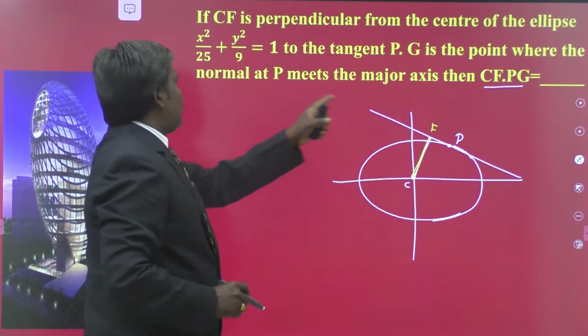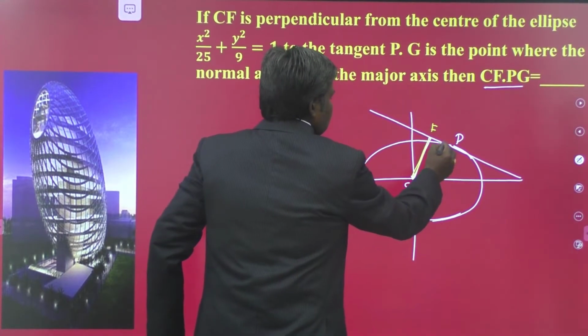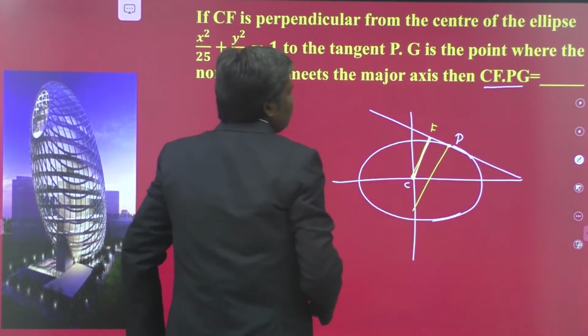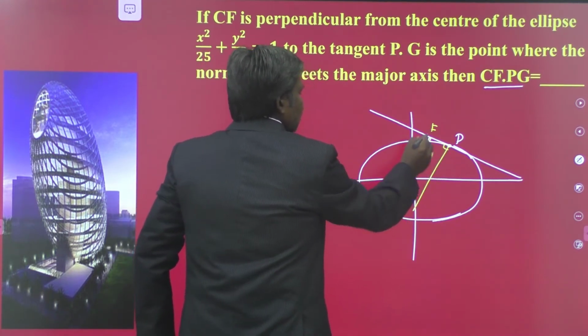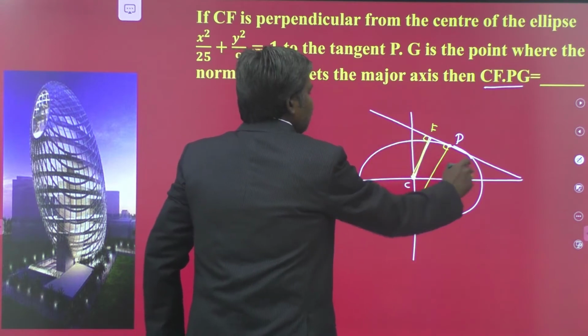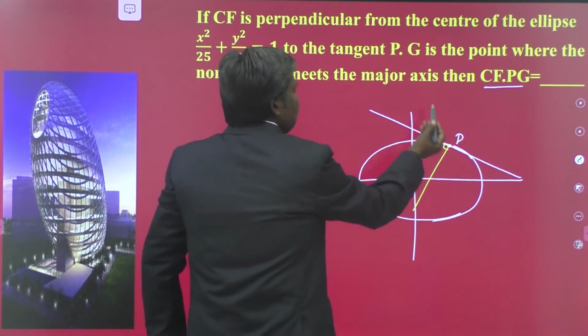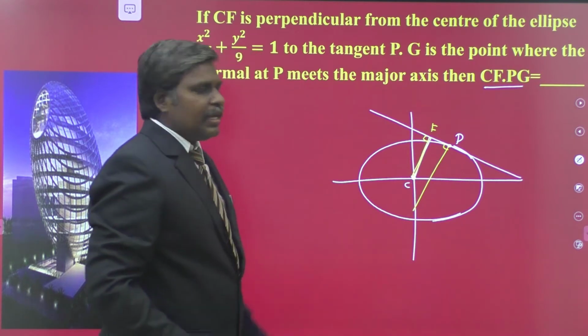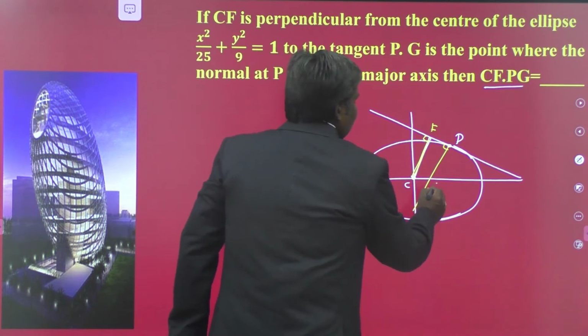Then G is the point where the normal at P meets the major axis. This is the tangent. This is the normal. Are these two parallel or not? Yes, this is perpendicular to this tangent. At the same time, we are drawing the normal at that point. These two lines are clearly perpendicular to the tangent. Therefore, these two are parallel. And this normal meets at what? G.